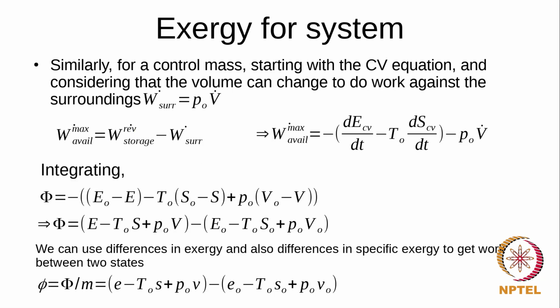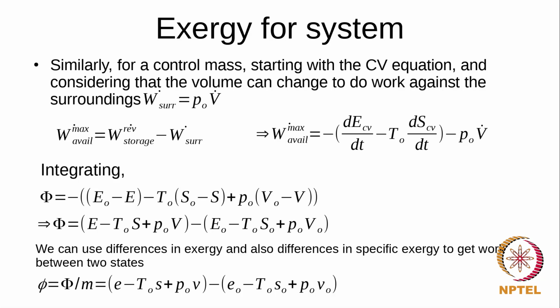Now for a system or a control mass, we can similarly find out an expression. So we start like before from the control volume equation. And what we can do is consider that the volume can change, because we are looking at a system. We usually have boundary work in the case of systems. So we will assume that the volume of the control volume can change, and it can do work against the surroundings.